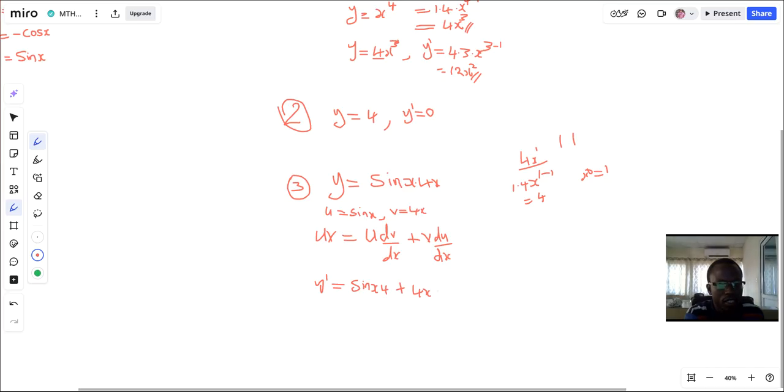Plus, keep v constant, keep 4x constant, differentiate u. The derivative of sin x is equal to cos x. This is equal to 4 sin x plus 4x cos x. The derivative of this function is equal to this, using the product rule.